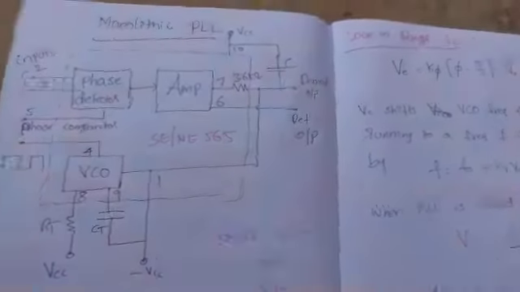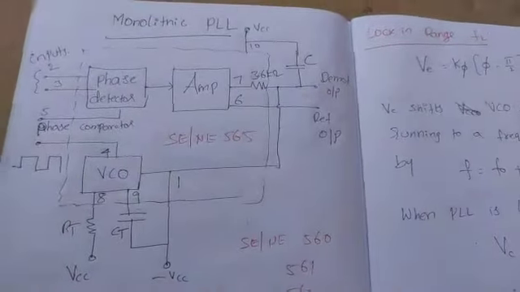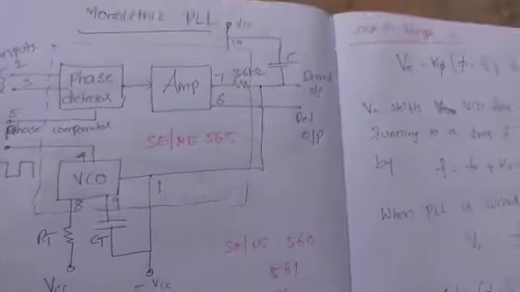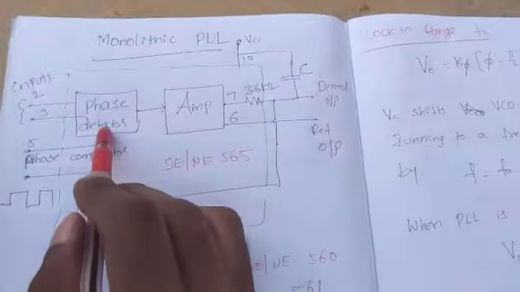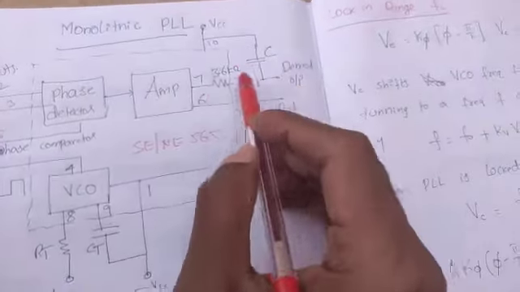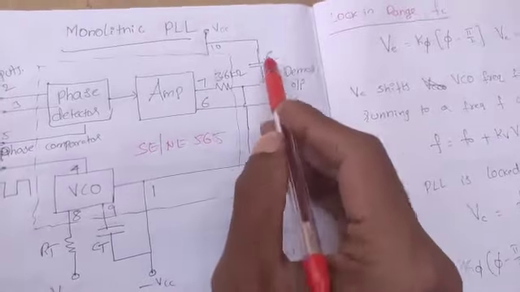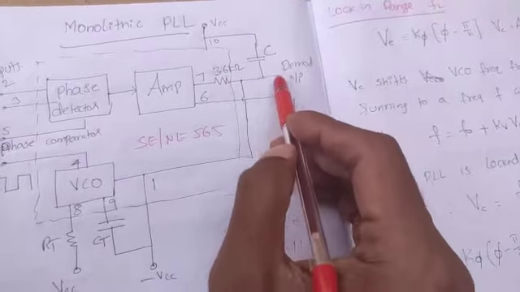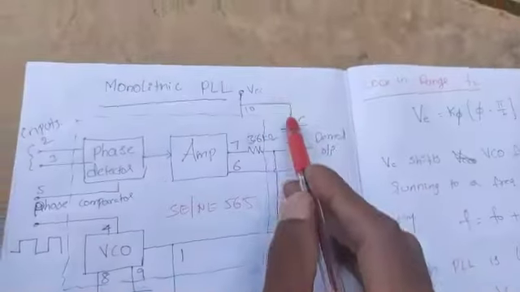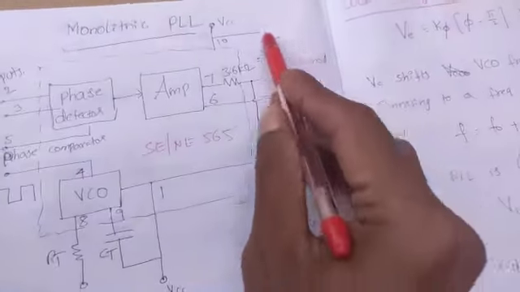Now coming to the internal block diagram of the monolithic IC. The internal block diagram again has the phase detector, applied to the amplifier, then applied to the low pass filter. This is the resistor you are connecting here and the capacitor, and you are taking the output across the capacitor. So this combination forms a low pass filter.